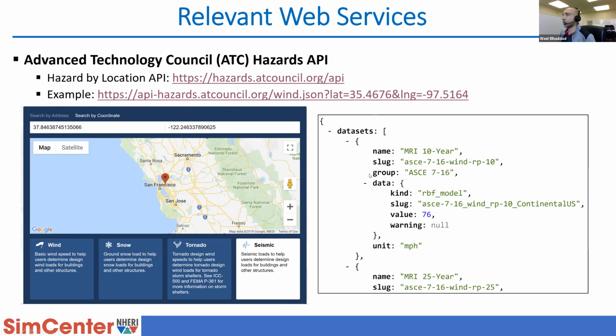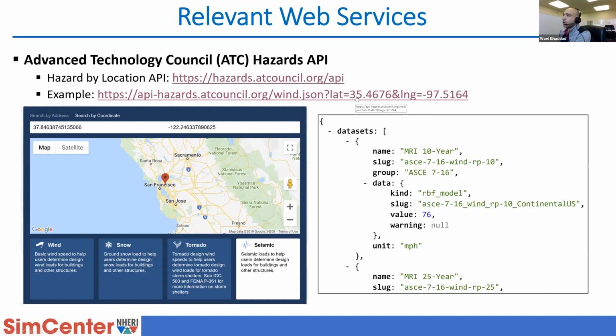The response that we're getting from this GET request is a JSON, and this JSON has an attribute called datasets. It seems to be an array because of these square brackets, and it has different objects. What you will find is that it gives you the design wind speeds for this particular location for different mean recurrence intervals. This is the 10-year mean recurrence interval, and this is the ASCE 7-16 wind speed, and the value of this wind speed is 76 miles per hour.